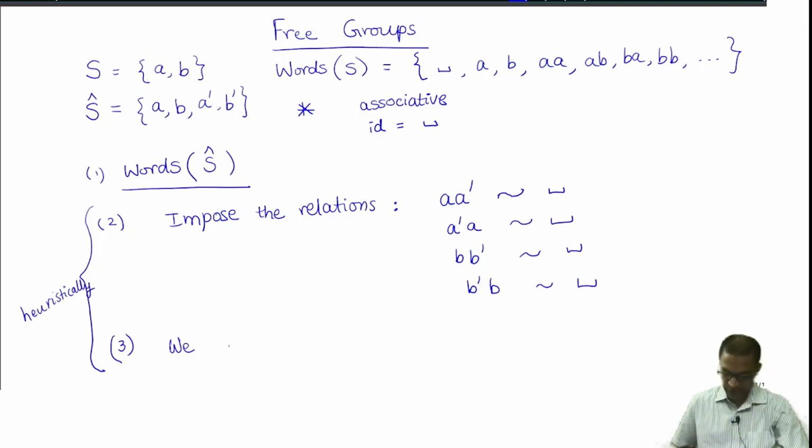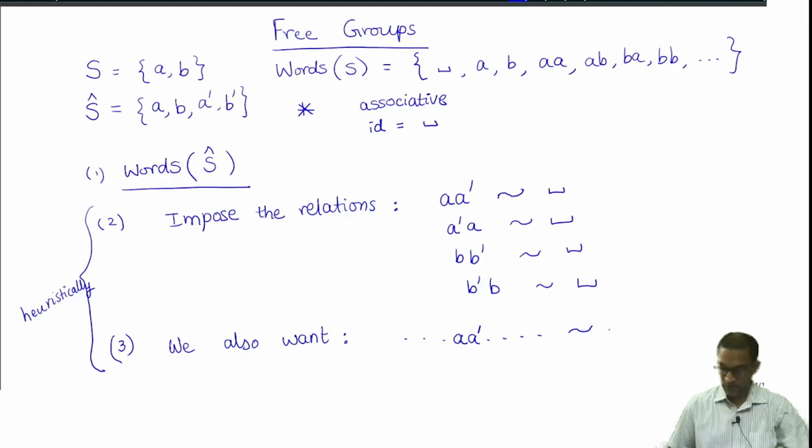We impose these relations, and what else do we also want? We also want to do the following. Whenever we have a word, say some long word in this alphabet a, b, a dash, b dash, and somewhere in the middle of this word I find any one of these four words of length 2, for example something something a dash followed by a bunch of other letters, I want to be able to take this word and remove the a dash from the middle.